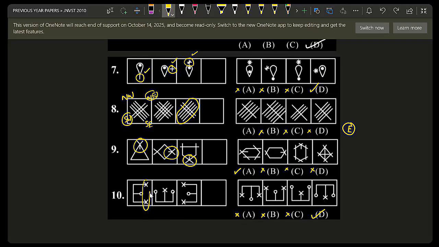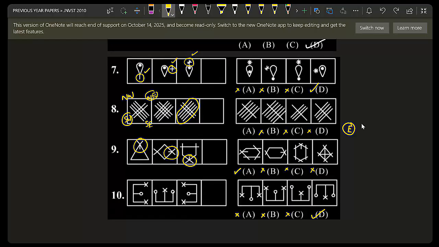How many cross marks are there? Sir, 2. How many circles are there? 1. So two cross marks, one circle. Next time, two circles, one cross mark. Next time, two cross marks, one circle. So next, what do you expect? Sir, 2 circles, 1 cross mark. Option D is correct, right? Yes, Adit? Yes, sir.